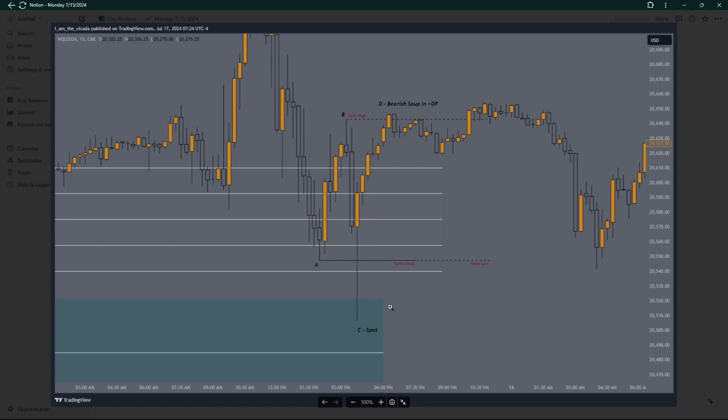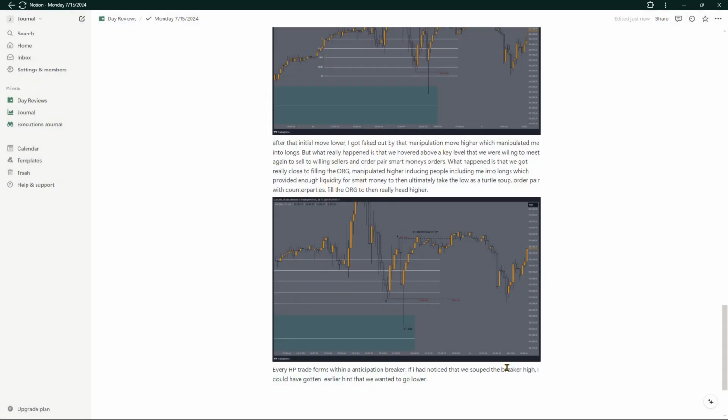The same thing I mentioned. The breaker initiated with the C, formulating the turtle soup, which, since we were in bearish order flow, was a bearish soup. Head lower after it. Oh, sorry. What I meant to put here, this was a mistake on my side. What I meant to put here is that we turtle soup this low here and then turtle soup this high here, initiating consolidation, initiating order flow.